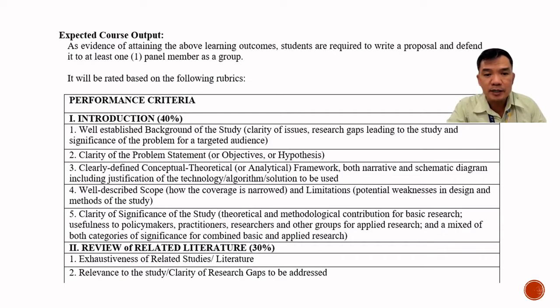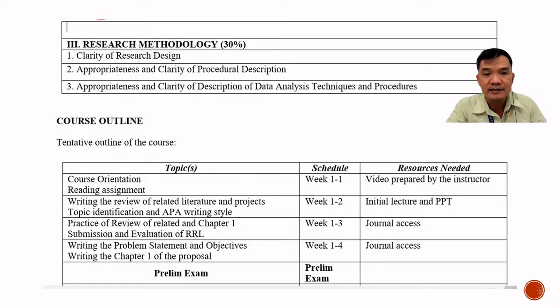Your introduction part would be 30%, the review of related literature is 30% of your grade, and the research methodology is 30%, and hopefully the total would come to 100%. In the first week of the course, or the first module, you will write the initial literature review, as well as identify the APA format of the writing. So you will write a short RRL or chapter 1, then write the statement of the problems.